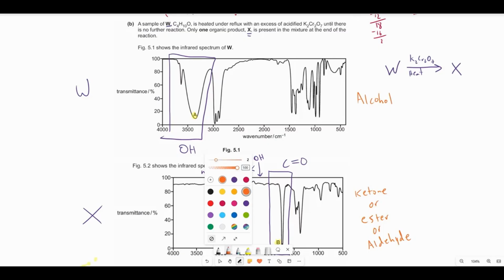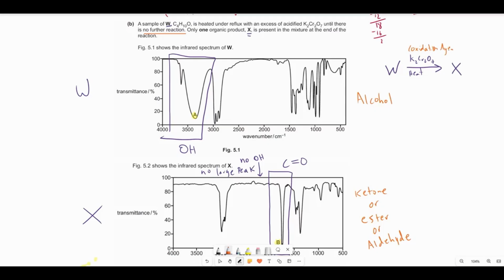Why? If we read the question again, a sample of W, C4H10O, is heated under reflux with an excess of acidified dichromate until there is no further reaction. So it's oxidized, because remember, K2Cr2O7 is an oxidizing agent, meaning it's oxidized until it cannot be oxidized anymore. That means we can actually get rid of aldehydes. Why? Aldehydes can be further oxidized.